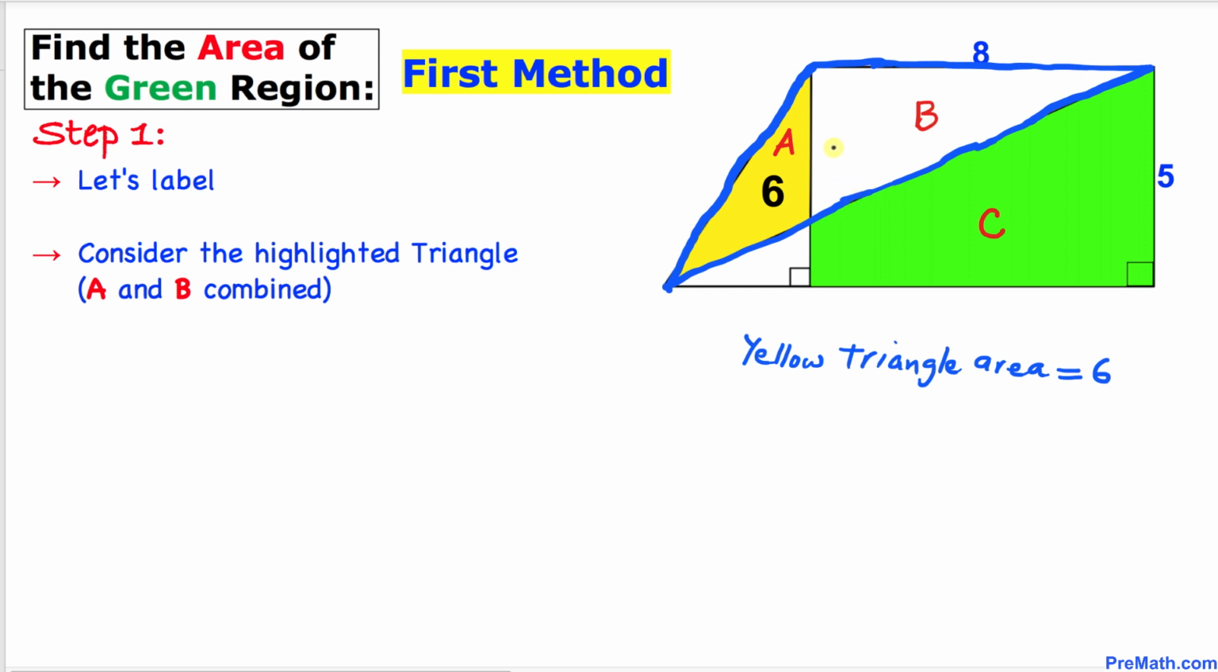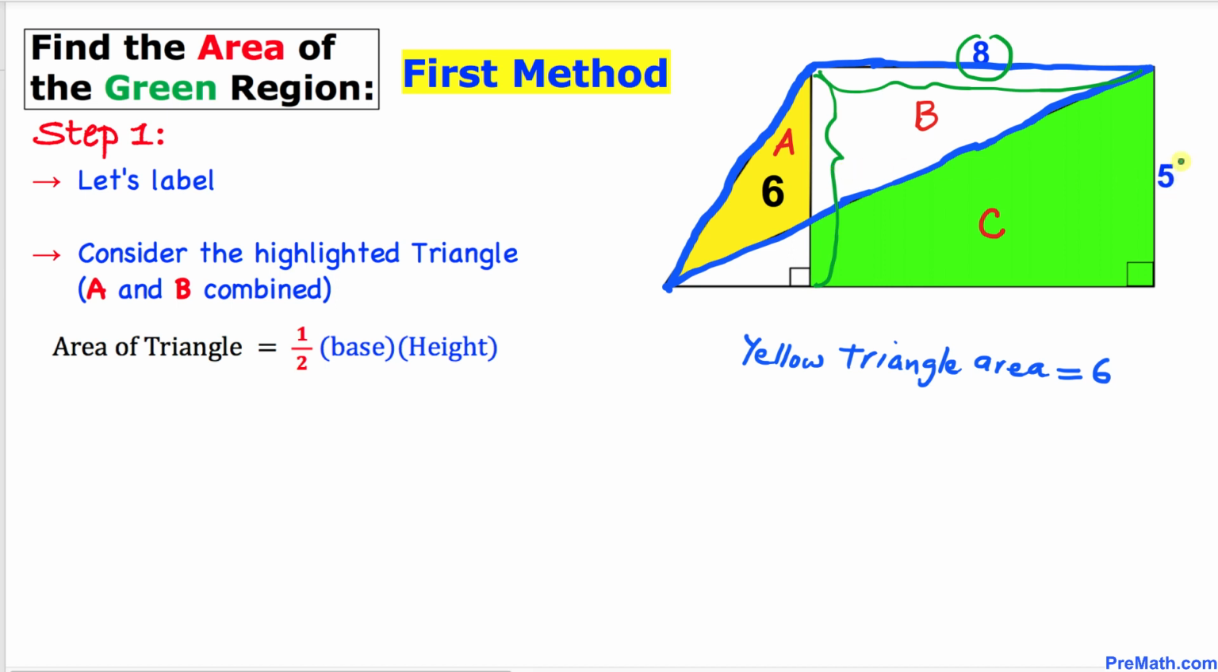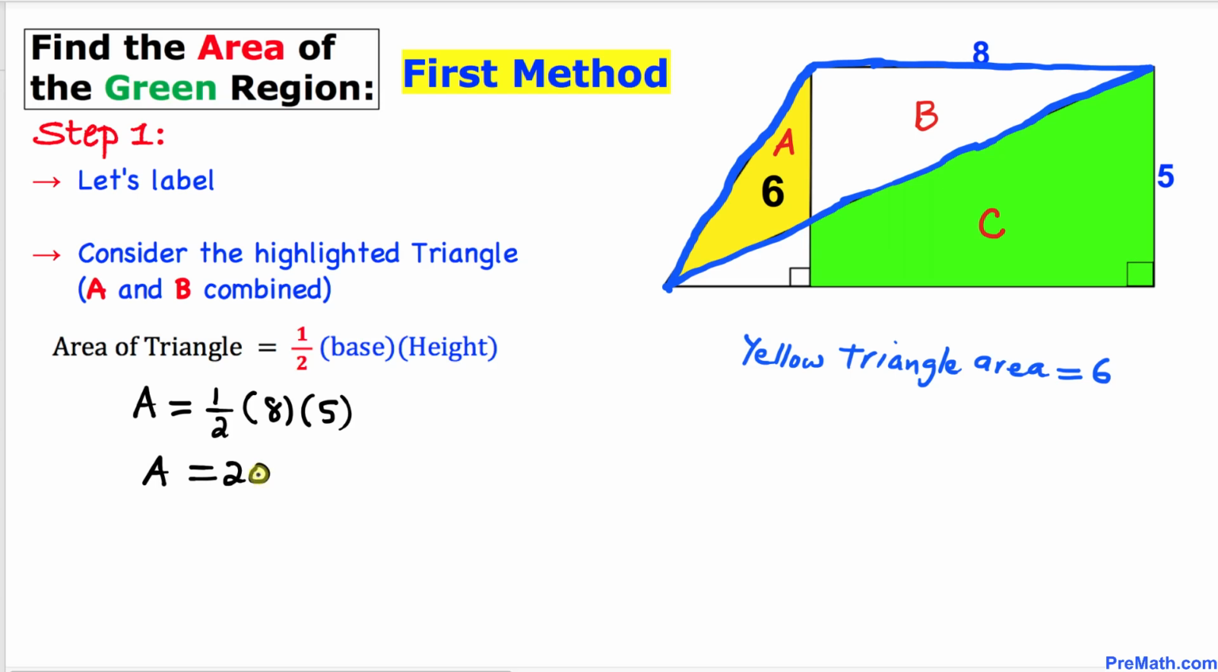Now let's go ahead and calculate the area of this highlighted triangle. And here's the area of a triangle formula. Area equals a half times base times height. In our case, this is the base of this triangle, which is 8 units, and this is the height of this triangle, which is 5 units. So the area of this triangle is going to be a half times base, in our case 8, and height is 5. And if we simplify that, our area is going to be 20 square units.